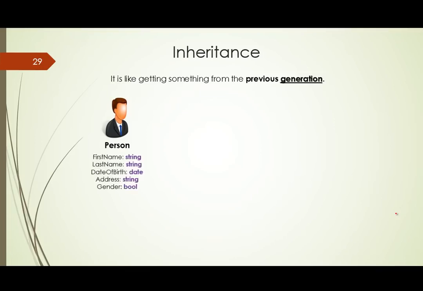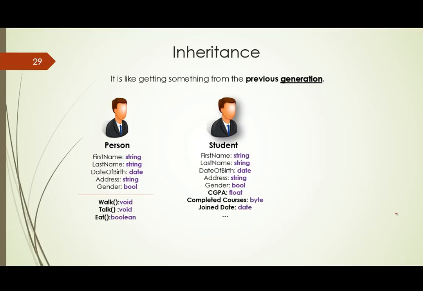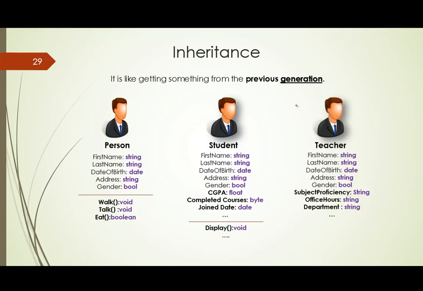So we have these properties of a person, and a person could walk, talk, and eat. And let's say a student also has the same type of properties: first name, last name, date of birth, address, gender, something like that, but extra fields, CGPA, completed courses, and so on. And he also has behavior like display. And a teacher also has first name, last name, date of birth, something like that, and a method or behavior, display. So how can we implement it? We just write the code. So let's see some code.